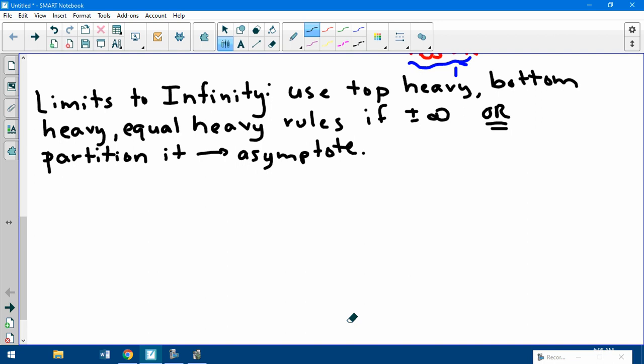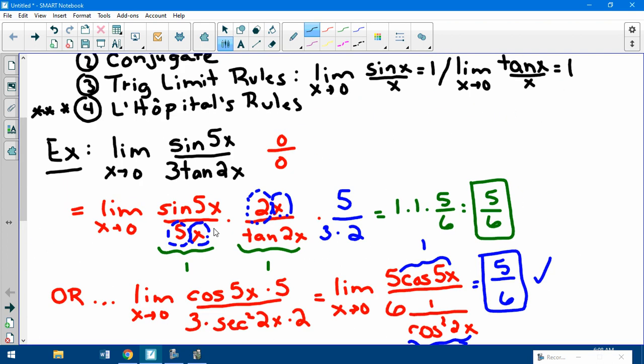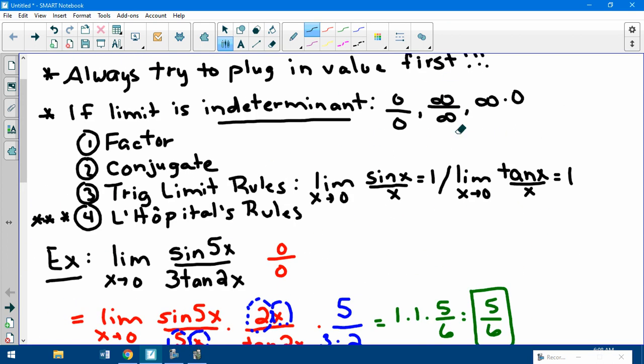Okay, so limits to infinity. Got a few different examples for you here. Here's the first one. Limit as x goes to infinity of 5x squared plus 2x minus 3 all over x cubed minus 7. Now, if you plug in infinity, you get infinity on top, infinity on the bottom. So technically, it's one of those indeterminate forms I talked about, infinity over infinity.